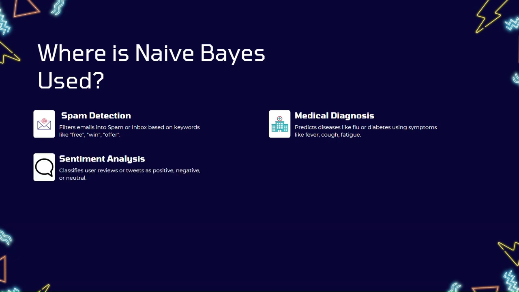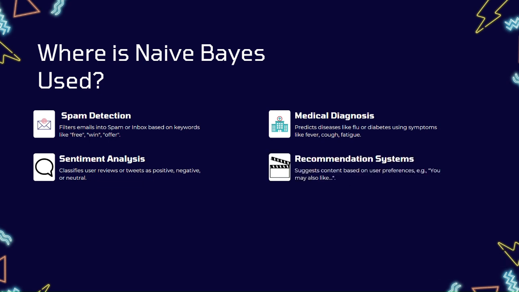Next comes sentiment analysis. This is where we analyze opinions, like whether a product review or a tweet is positive, negative, or neutral. For example, you write the movie was amazing. Naive Bayes checks the word pattern and assigns it to a positive class.